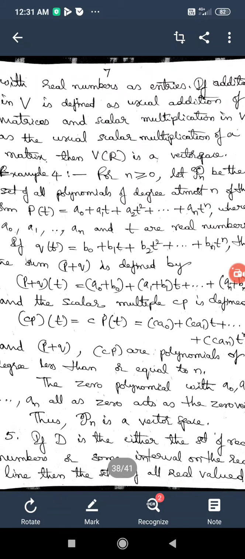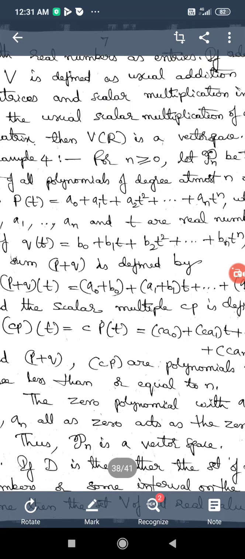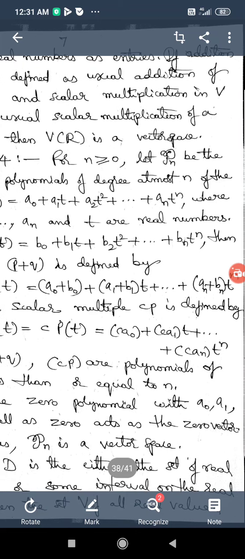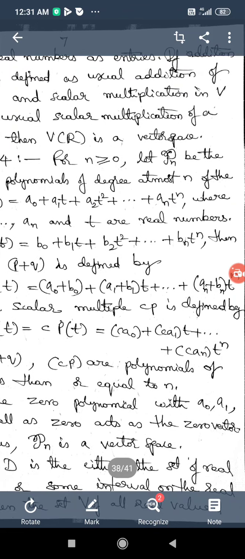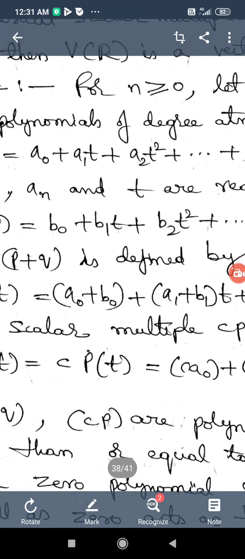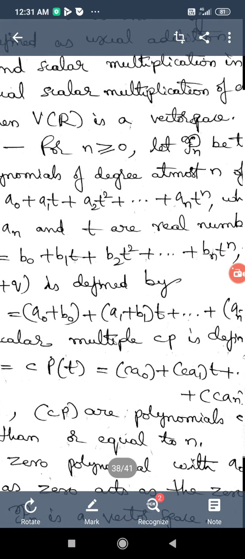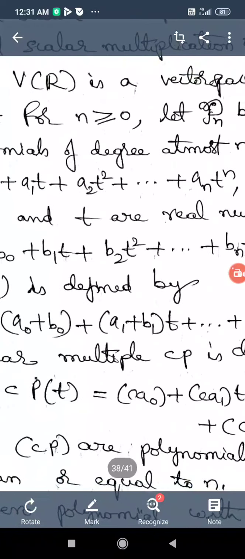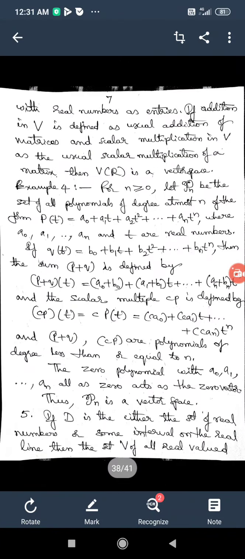Now let us see the sum p plus q, the sum of two polynomials. How is it defined? (p+q)(t) = (a0 + b0) + (a1 + b1)t + ... + (an + bn)t^n. This is the addition of polynomials defined in the set of all polynomials, which we denote by Pn here. So addition we have defined like this.